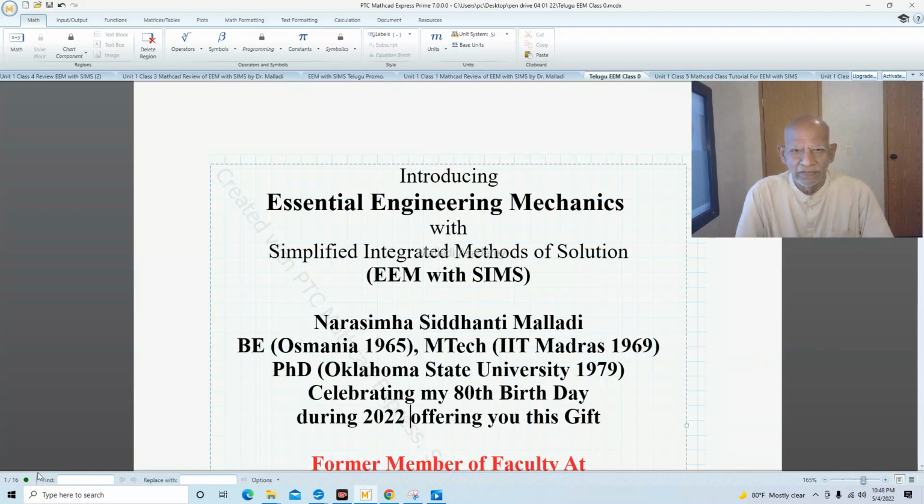Introducing essential engineering mechanics with simplified methods of solution, that is, EM with SIMS. I am Narasimha Siddhanti Malladi, Bachelor of Engineering in Mechanical Engineering from Osmania in 1965, MTech in Machine Design from IIT Madras in 1969, PhD in Mechanisms from Oklahoma State University in 1979. I am celebrating my 80th birthday during this 2022 and I offer you this precious gift.